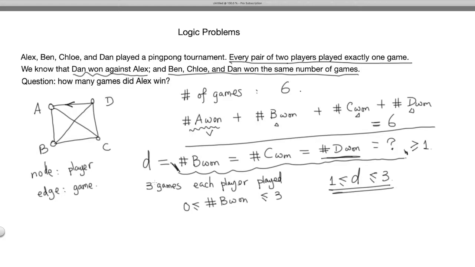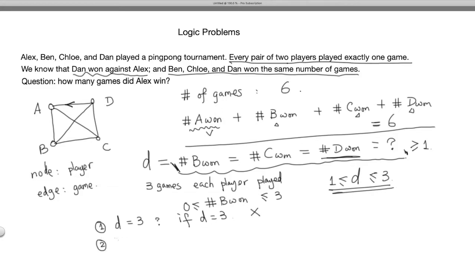Now, let's think about the 3 cases. D is bigger than or equal to 1, less than or equal to 3. Is it possible for D to be 3? If D equals 3, that means the number of games B1 is also 3, number of games C1 is also 3. So 3 plus 3 plus 3 is 9 already, and that's impossible, right?